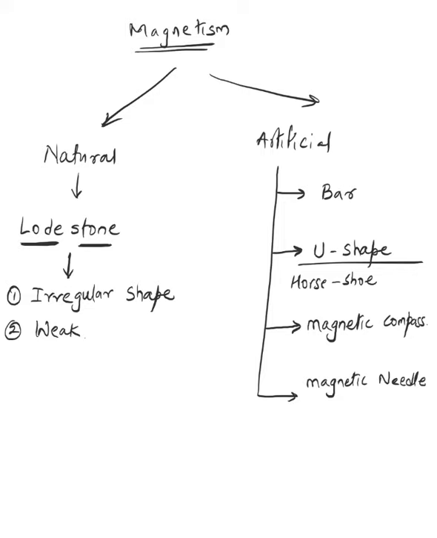Okay, guys, now also, if you know this about natural magnets, they can ask you to give a reason why natural magnets cannot be used, or why we need artificial magnets. So remember, the disadvantages of natural magnets are the advantages of artificial magnets. You can say that they are of regular shape. And second, artificial magnets are strong. They are not weak magnets.